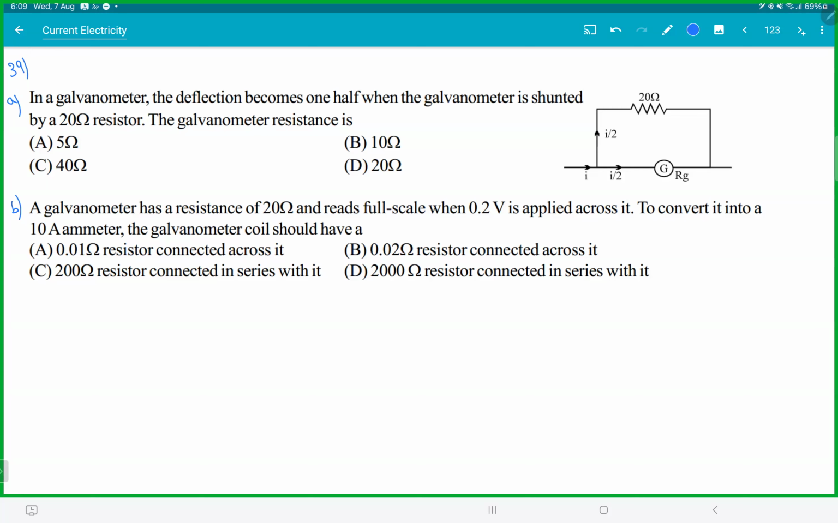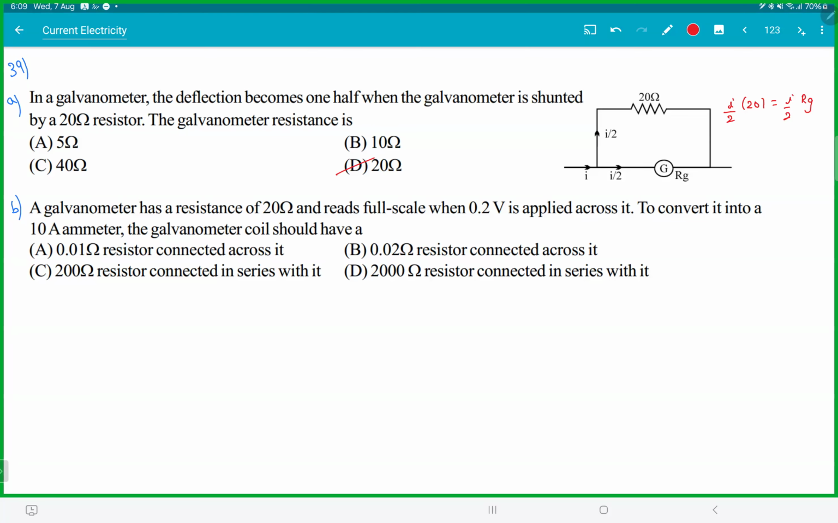Yeah, first one is easy. First one, there was nothing to it, look. Since the current is splitting equally, both the resistances must be the same. Isn't it? Straightforward. So I by 2 into 20 must be equal to I by 2 into Rg. So Rg is 20. Why will the current split equally? Because both the resistances are equal.